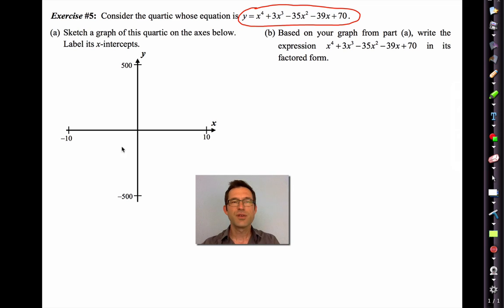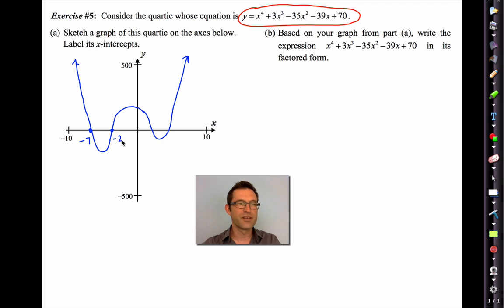All right, so you should have a graph that looks something like this. This is a terrible representation of it, but kind of looks like that. Again, ends pointing in the same direction. This 0 is at negative 7. This 0, not drawn to scale, is at negative 2. This 0 is at 1. And this 0 is at 5. Again, my apologies for the messy graph.